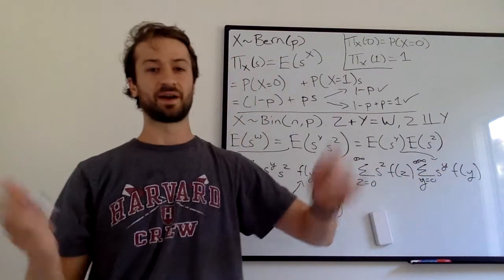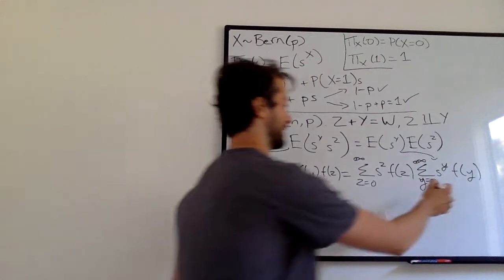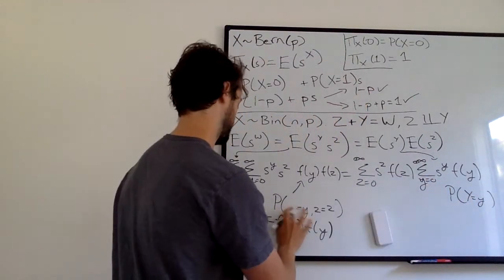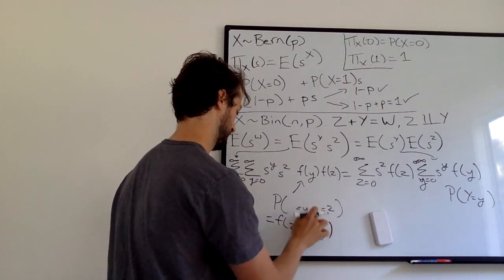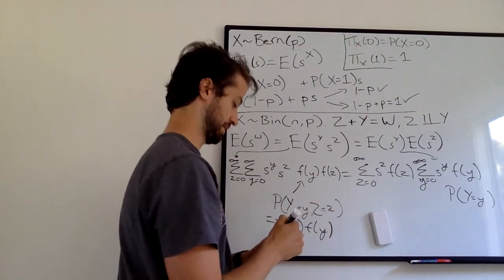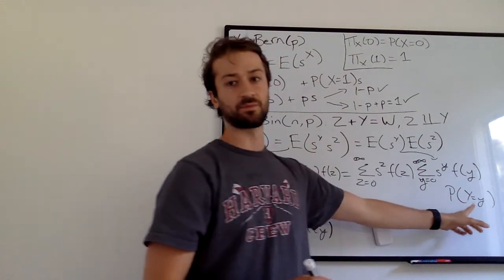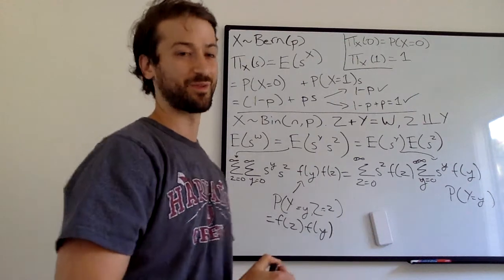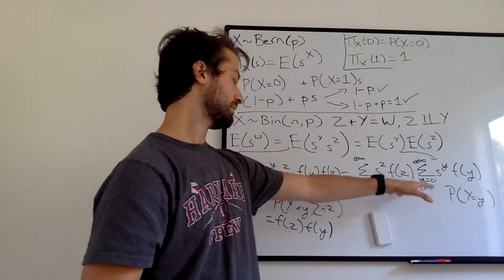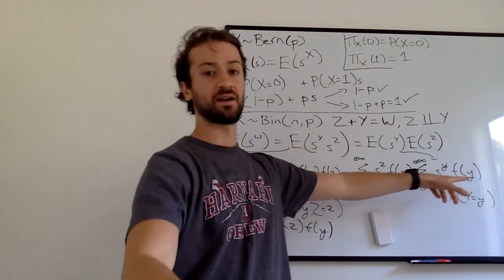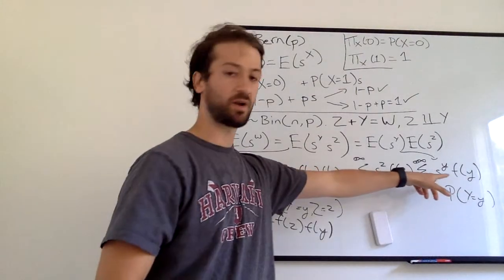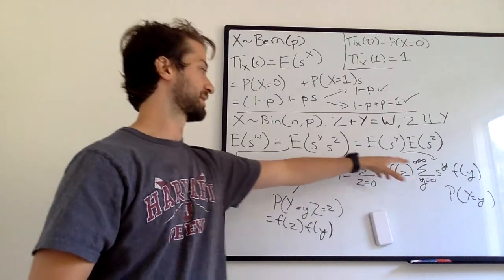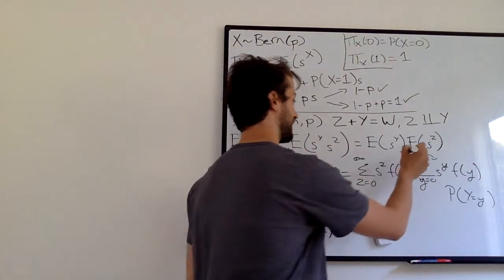Again, I'm using f of y as the PMF. I could be writing the probability that y equals y, but I'm just writing f of y just to be safe with space on my finite board. So this is s to the power of y times the PMF of y. This is s to the power of z times the PMF of z. That's the expected value of s to the y. This is the expected value of s to the z.